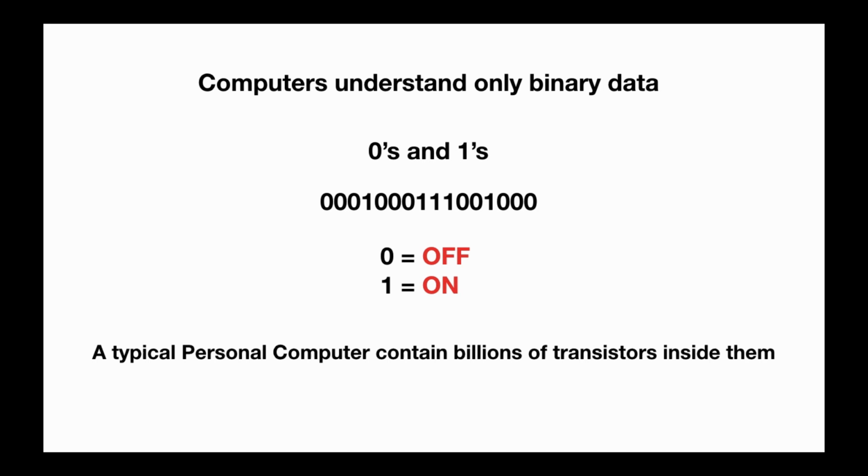When it comes to a computer, we call these switches transistors, and a typical personal computer which you are using right now to watch this video contains billions of transistors inside it. The number of transistors depends on the processing speed of your computer, the processor that your computer uses. So the more transistors, the more processing speed, and vice versa. So it basically just comes down to turning the switches off and on. That's how computers work.